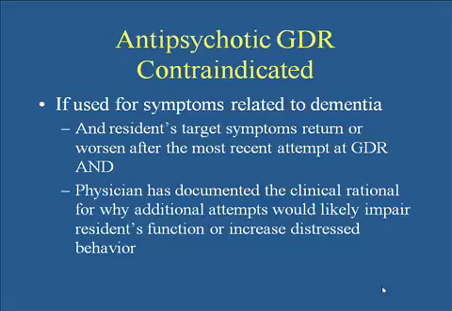So when would it be contraindicated to do a dose reduction? If we have evidence based on those target behaviors that we've talked about, we have good evidence that says that when we've tried this in the past, those target symptoms have recurred or worsened, and we have documentation, and this has to be from the physician, that any additional attempts would impair the resident's function or cause increased distress behavior. So that's 2 things that have to occur.